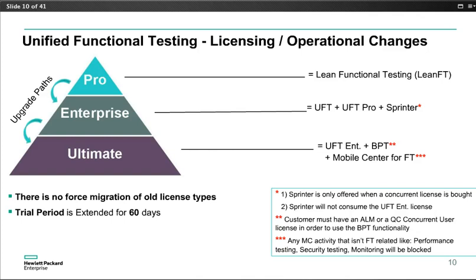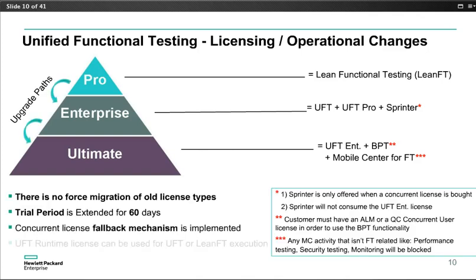We also extended the time for the evaluation period. So it was 30 days. Now you have 60 days to evaluate either UFT or UFT Pro, meaning LeanFT. So especially for the ones in the session that are not yet using LeanFT, I really encourage you to take advantage of this extended evaluation period.